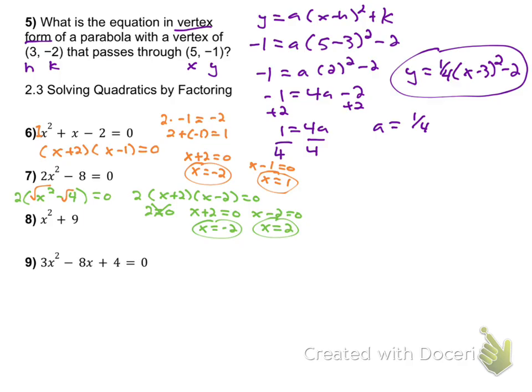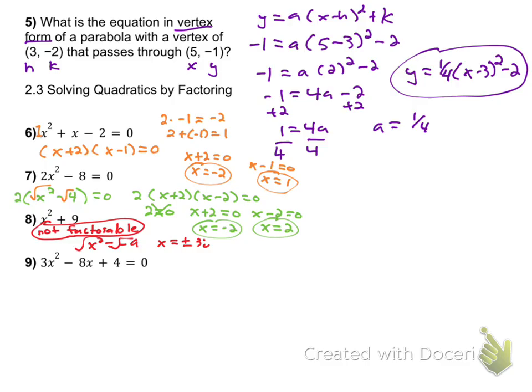Number 8 is not factorable. Okay, it's not factorable. Now you could solve it. You could do x squared equals negative 9, square root, and that would give you x equals plus or minus 3i. All right, but we're being asked to factor here, so that would be not factorable because there's no such thing as a sum of squares. Okay, that would not work.